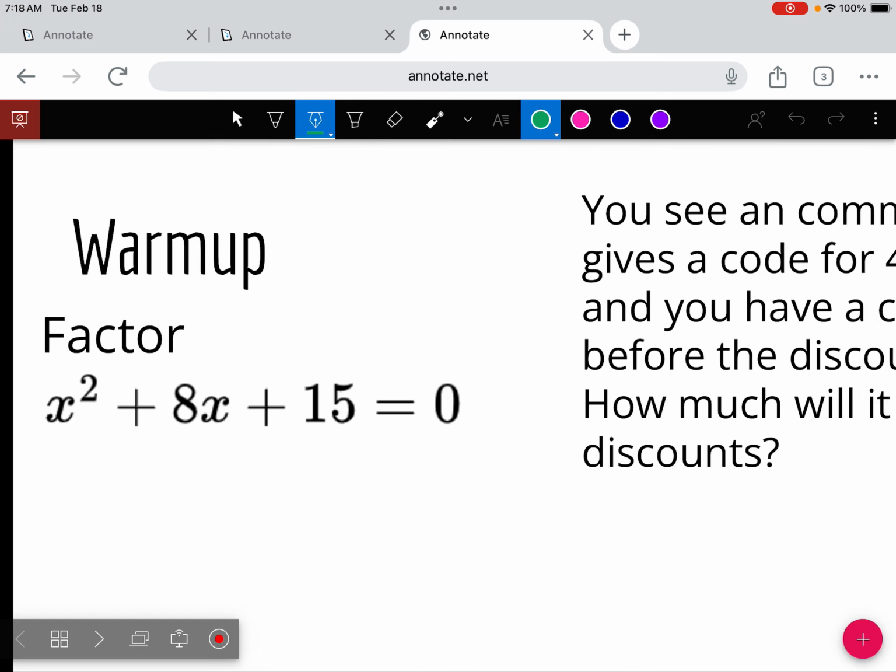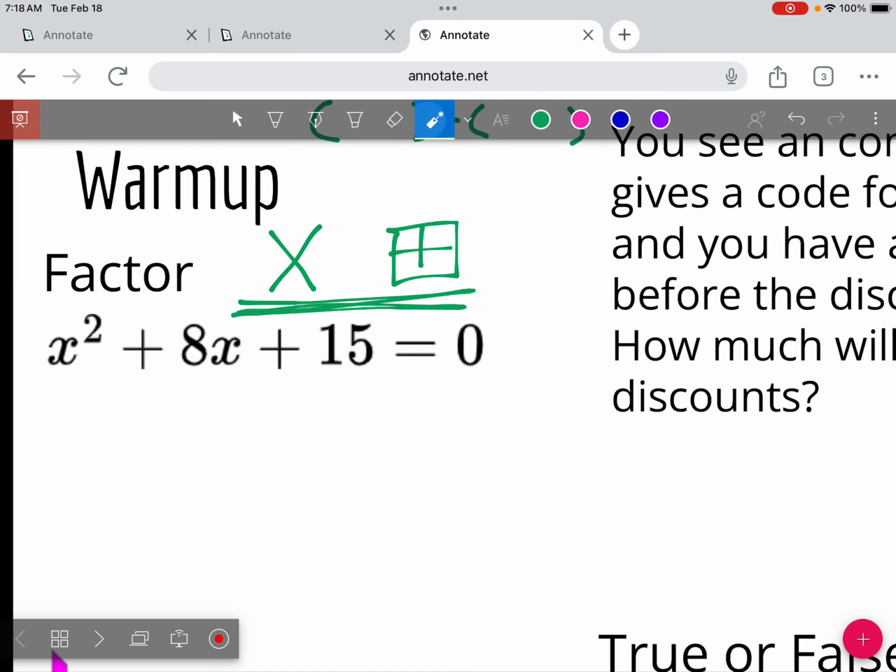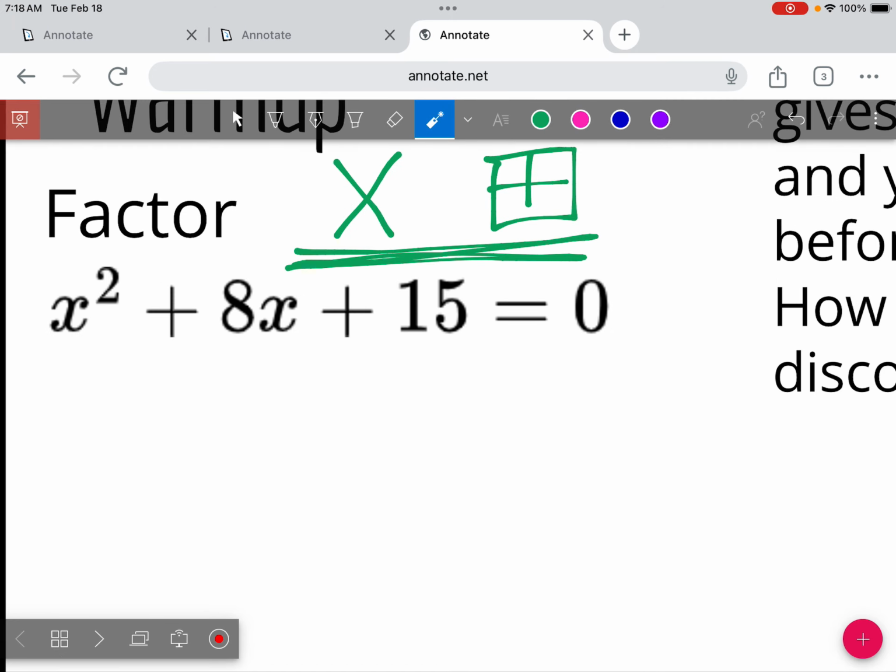Our most common tools for factoring are our X and our box. Or it could be that we do the factoring by grouping, where I break it up into pairs like this. We're trying to get it to be where they're multiplied together. But in this case, since it's an X squared, we're going to use our X in box. Or we can do the X and factoring by grouping, either way.